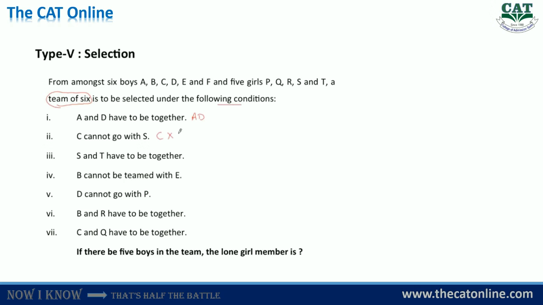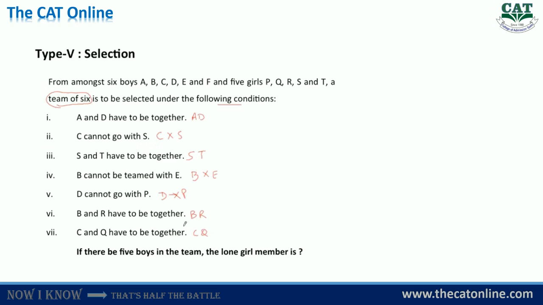C cannot go with S, so this boy C cannot go with the girl S. S and T have to be together, so these 2 girls have to be together. B cannot team with E, so 2 boys B and E cannot be together. D cannot go with P, boy D cannot go with P. B and R have to be together, and C and Q have to be together.